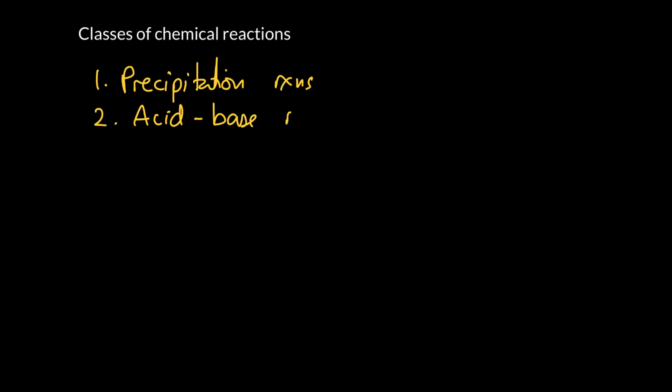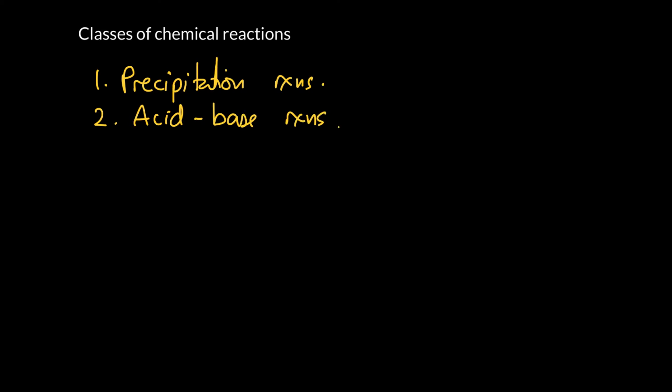Hey, welcome back. So let's have a look at several different classes of chemical reactions. There's lots of different classes here. We'll just focus on two main ones. We'll focus on what we call precipitation reactions, and then we'll focus in on acid-base reactions. So you want to make sure that you can identify the difference between these two and you can classify these.